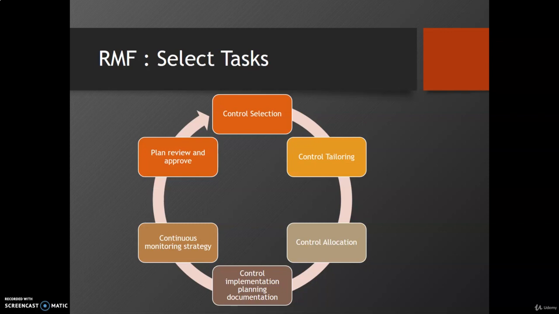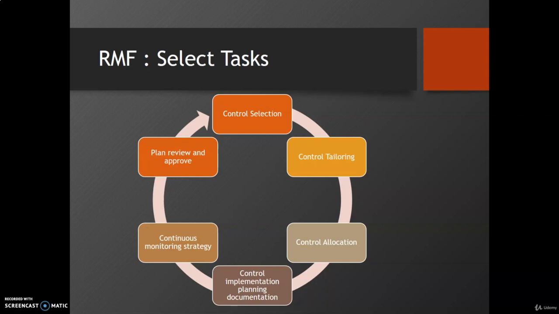So now let's discuss the tasks. There are six tasks that we need to perform as part of this particular step, that is Select. Let's start with the first task, that is control selection. In control selection, we select the controls for the system and the environment of operation.